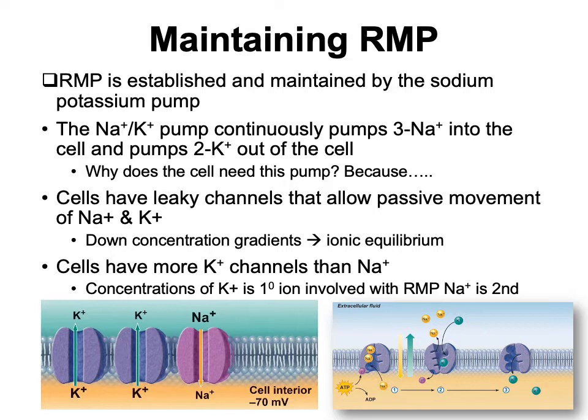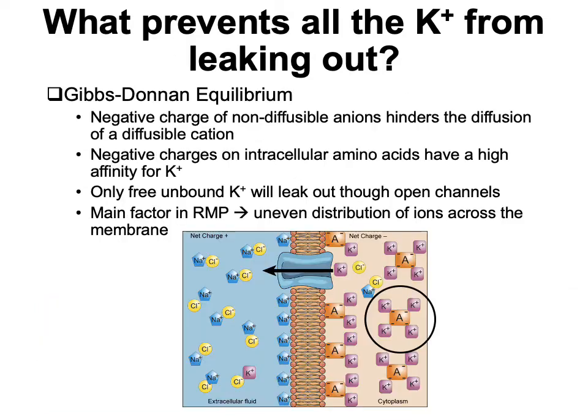The anatomical makeup of cell membranes is that there are more potassium leaky channels than there are sodium leaky channels. So this concentration of potassium leaky channels makes potassium the number one ion involved with establishing resting membrane potential, and sodium is the second ion involved in establishing and maintaining resting membrane potential.